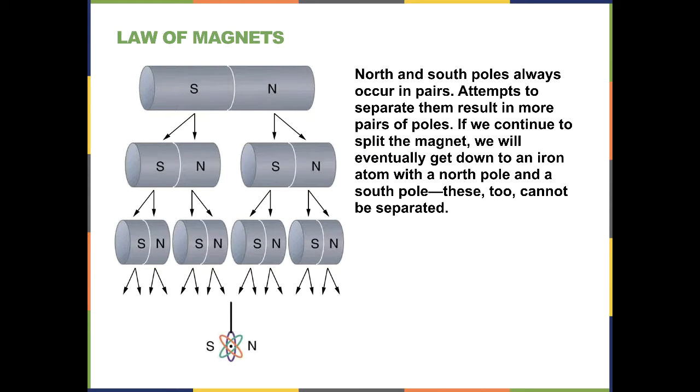North and south poles always occur in pairs. If you cut a magnet in half, then you will have two magnets with two sets of poles. If you cut that in half, you will have two magnets with two sets of poles. And even down to the molecular level of a single atom, it will always have two poles, a north pole and a south pole. These can never be separated.